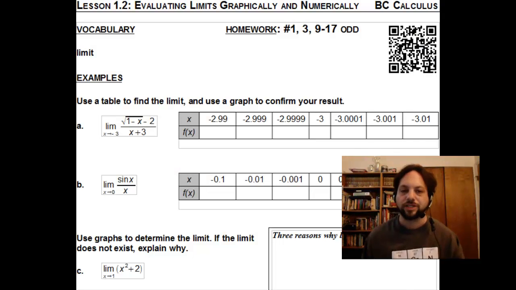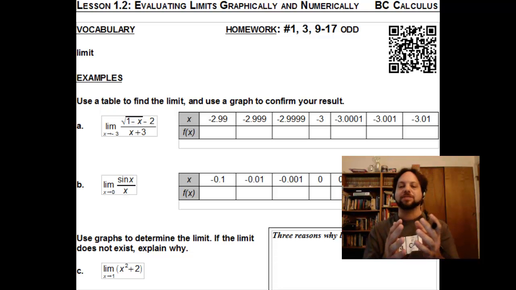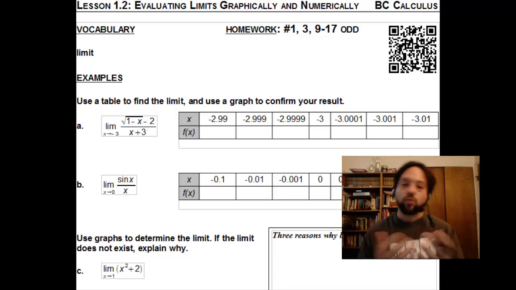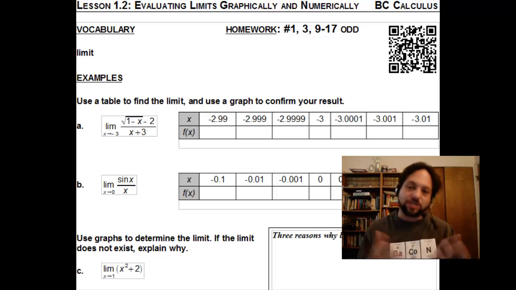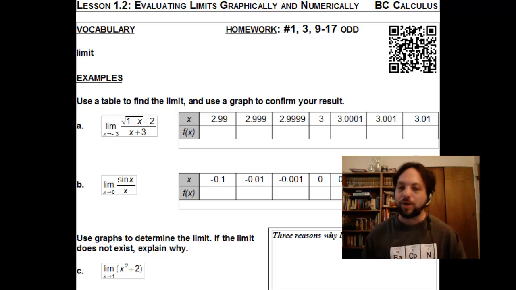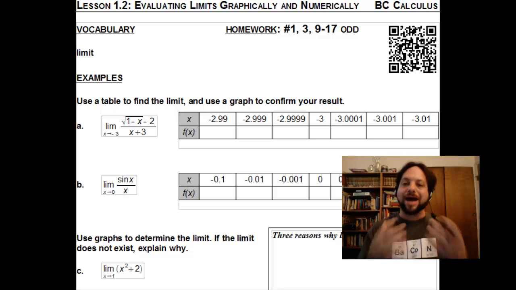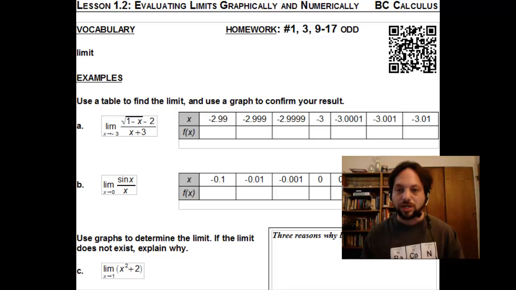In Lesson 1.2, Evaluating Limits Graphically and Numerically, we will begin our exploration into limits. We'll work with a working definition of limits, and we'll see exactly what they are, both in a table, that's numerically, and on a graph, of course, that's graphically. Through looking at limits numerically and graphically, we'll get a feel for what they are, how they arise, and further in this chapter, we'll see how they're used as we move along in our study of calculus.